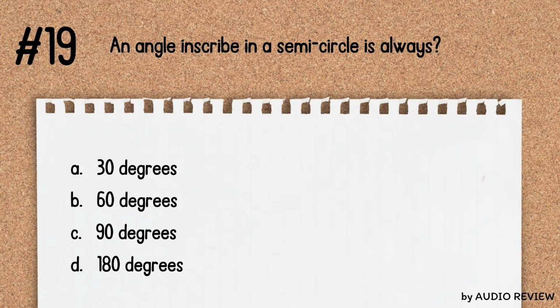Question 19. An angle inscribed in a semicircle is always what? A. 30 degrees. B. 60 degrees. C. 90 degrees. D. 180 degrees. The answer? It's C. 90 degrees. An angle inscribed in a semicircle is always 90 degrees. Again. An angle inscribed in a semicircle is always 90 degrees.